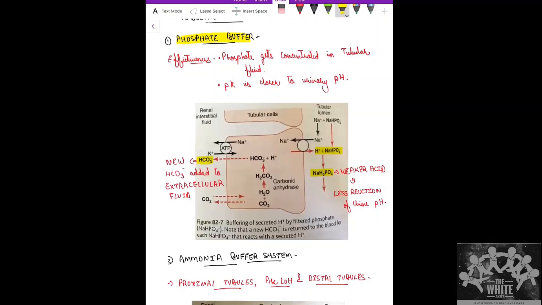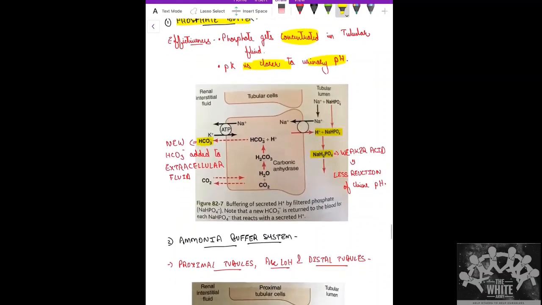Effectiveness is much more in the tubular buffers, in the renal tubules, as compared to extracellular fluid, because one, it gets concentrated in the tubular fluid. Next, pK is much closer to urinary pH. So how does this phosphate buffer work?